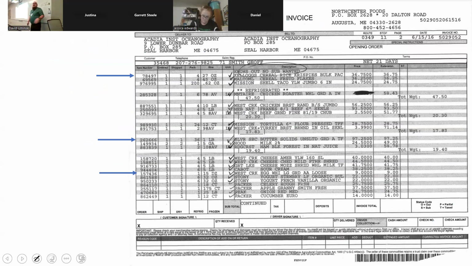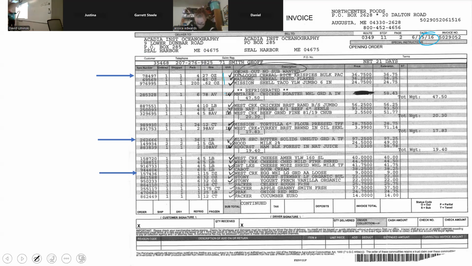Okay. So this is an invoice from 2016. So coming up on 9 years. Holy cow, that's a long time ago. But this is an invoice that I would get when I was working up in Maine, right? So I placed my order. The delivery driver would come in, drop everything off, and give me a copy of my invoice.